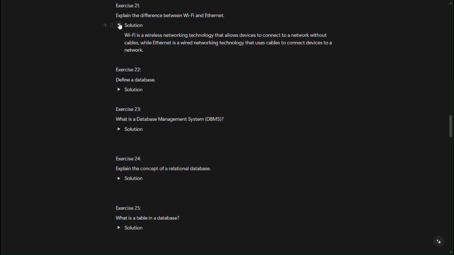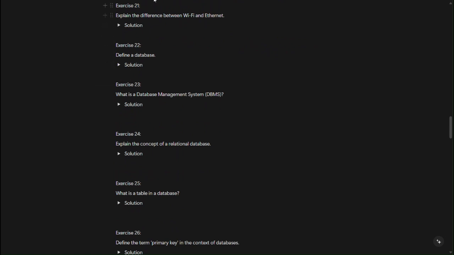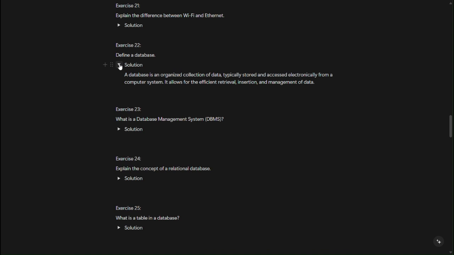22. Define database. What is a database? A database is like tables that help the user to store their data and information. Let's see the solution. A database is an organized collection of data, typically stored and accessed in electronic form from a computer system. It allows for efficient data storage and retrieval, and it helps to manage the data.